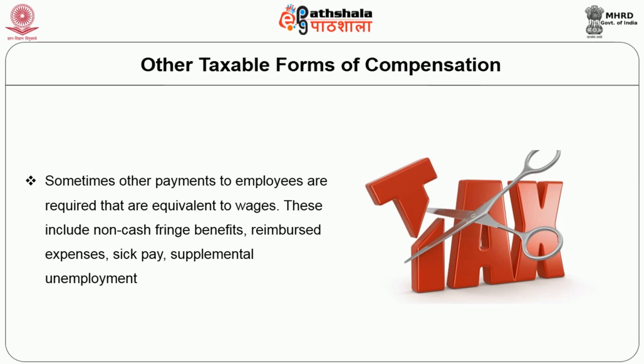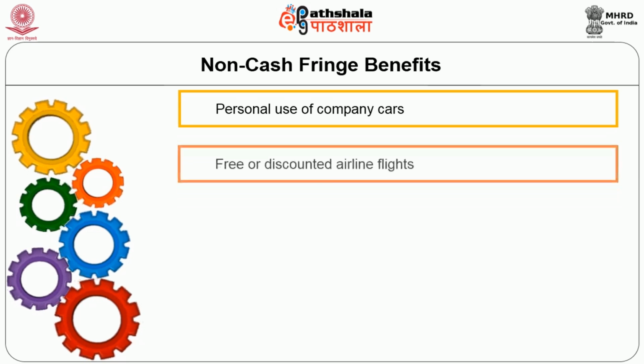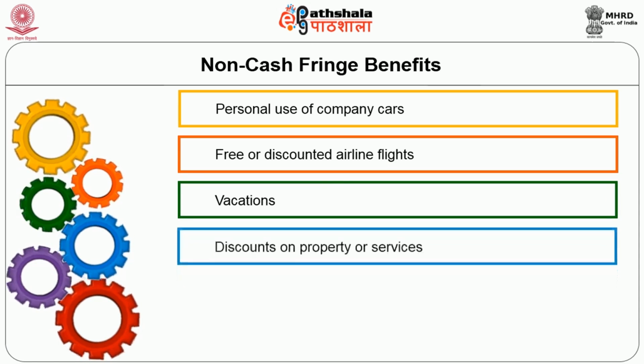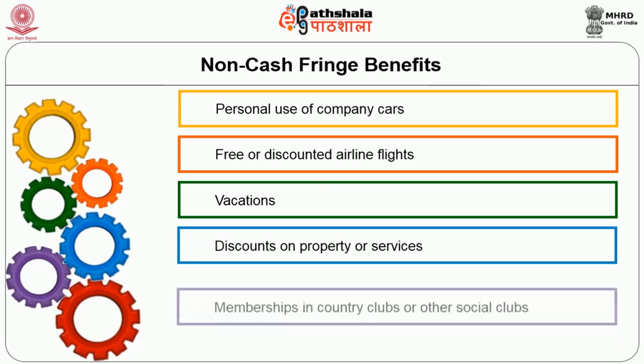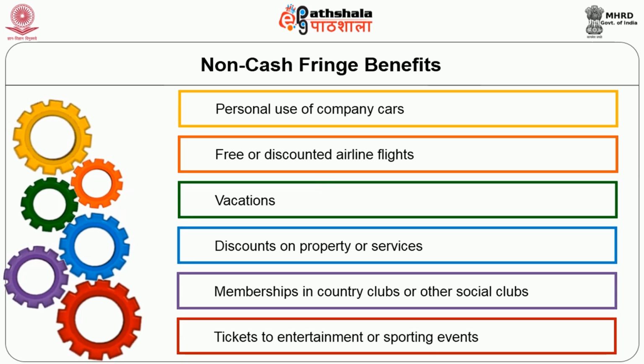Sometimes other payments to employees are required that are equivalent to wages or salaries. These include non-cash fringe benefits that are included as employees' gross earnings, and fringe benefits may include the following: the personal use of company cars, free or discounted airline flights, vacations for their families, discounts on properties or services, membership in country clubs or other social clubs which they may use during vacation, and tickets to entertainment or sporting events are usually referred to as fringe benefits to the employees.